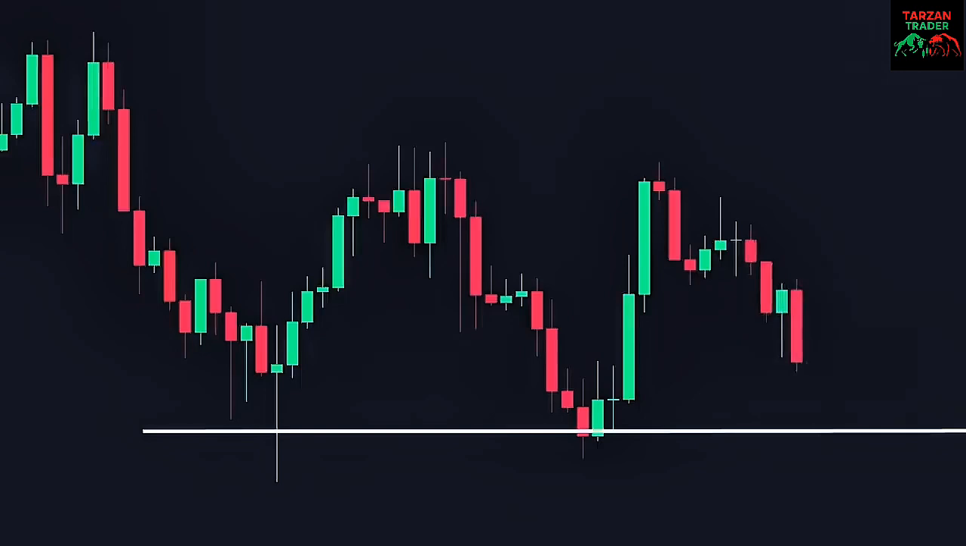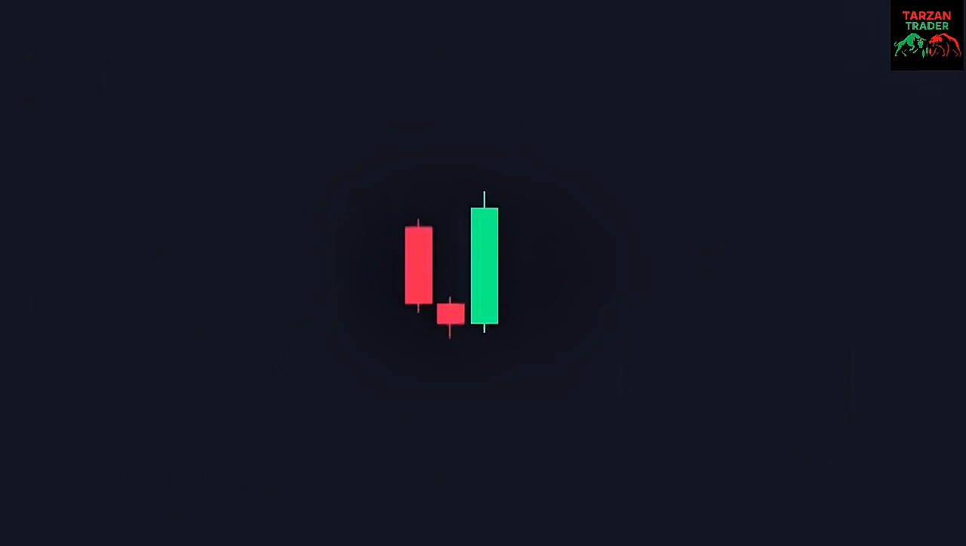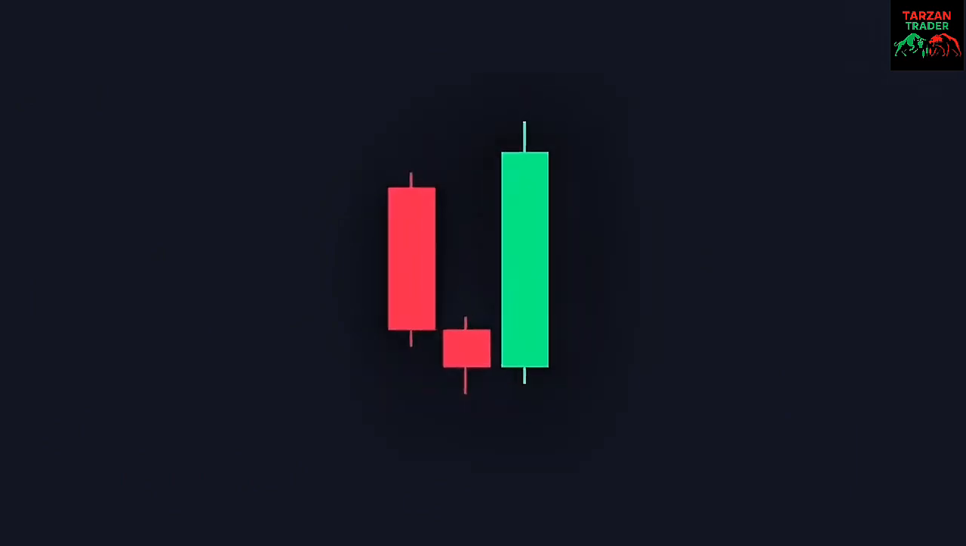bullish bias. Notice how we get a large red candle, followed by a smaller red candle, then a large green candle that closes above the body of the first candle. This matches perfectly with our bullish 3-bar reversal pattern, suggesting that price will reverse to the upside.